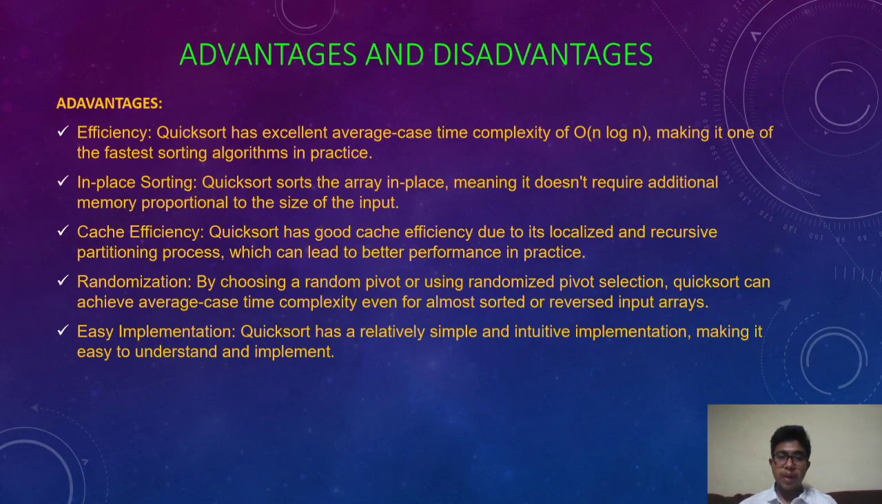Randomization. By choosing a random pivot, quicksort can achieve the average case time complexity even for sorted or reversed input arrays. Easy implementation. Quicksort has a relatively simple and intuitive implementation, making it easy to understand and implement.